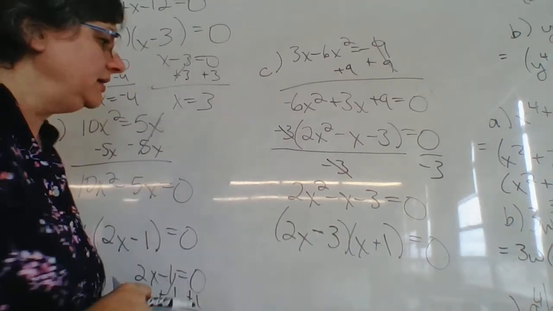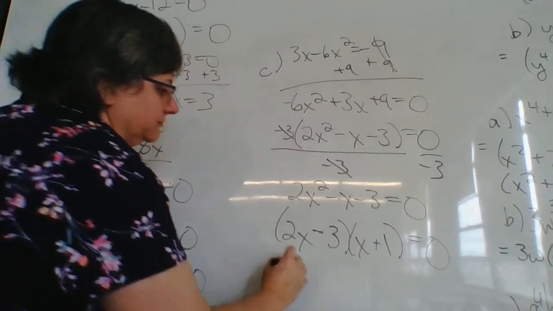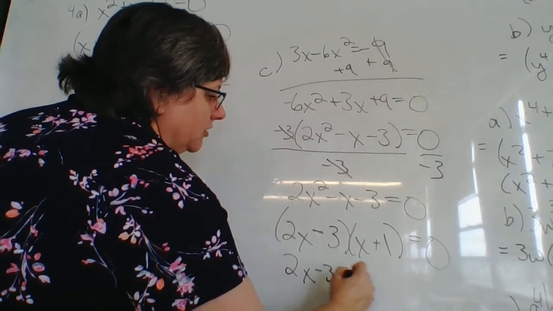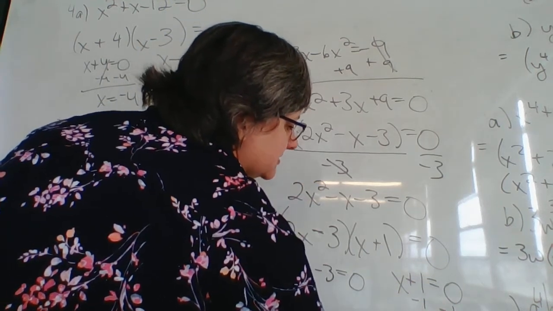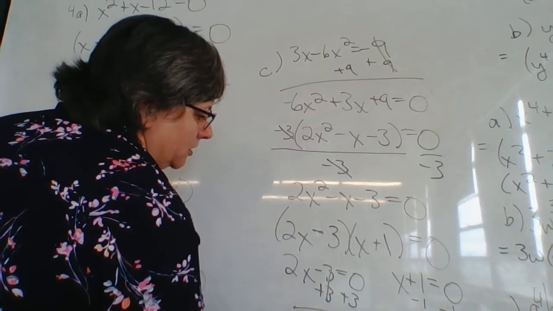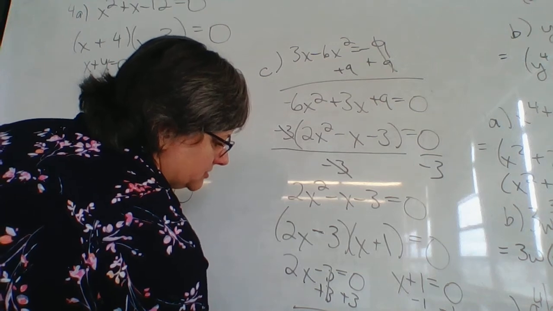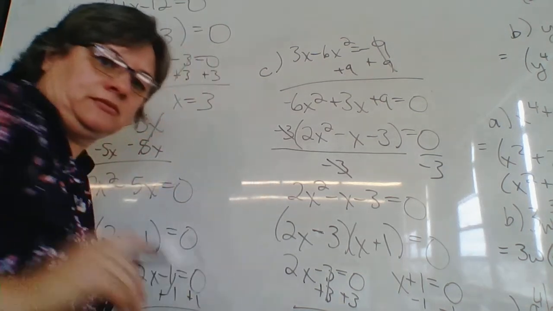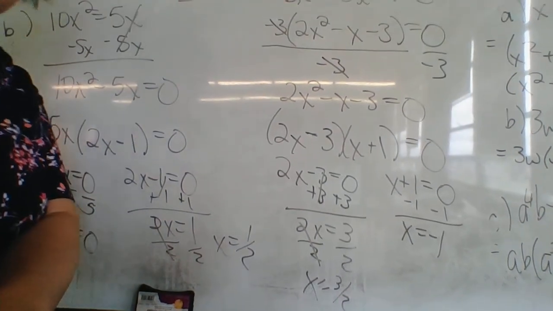We did it. Last step, this is what's new. Each factor equal to 0 and solve. This one's easy. x is negative 1. This one, add 3. 2x is 3, divided by 2. x is 3 halves. There you go. x is 3 halves.